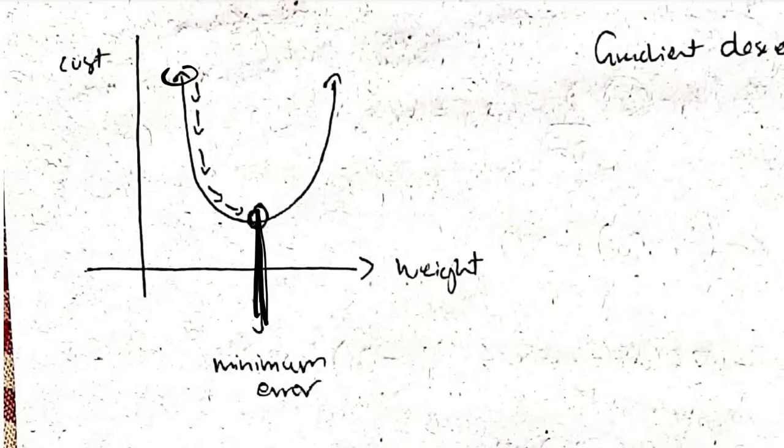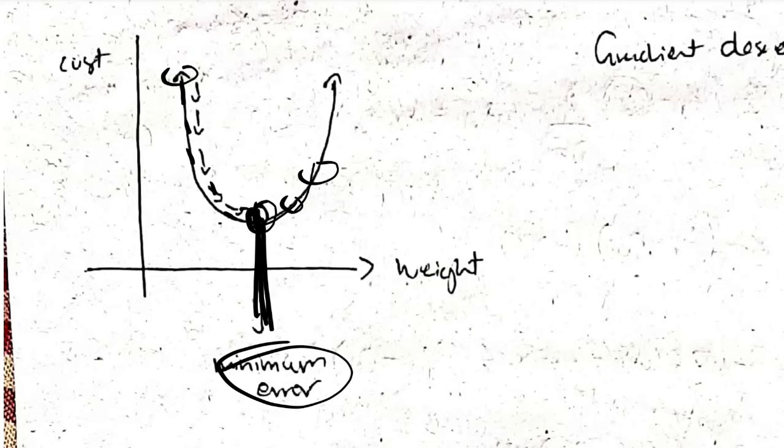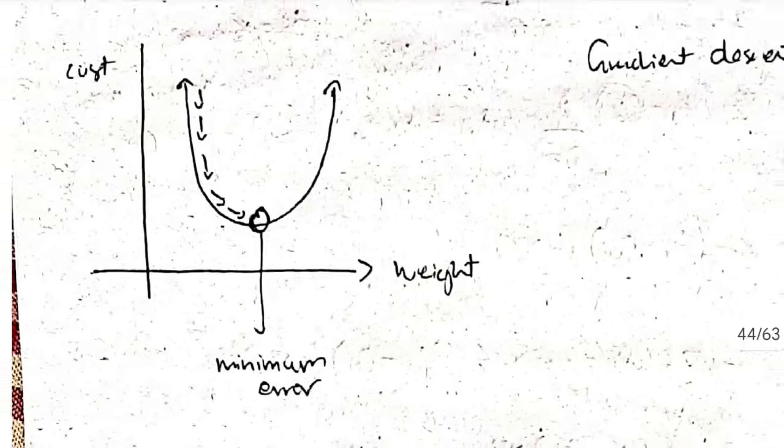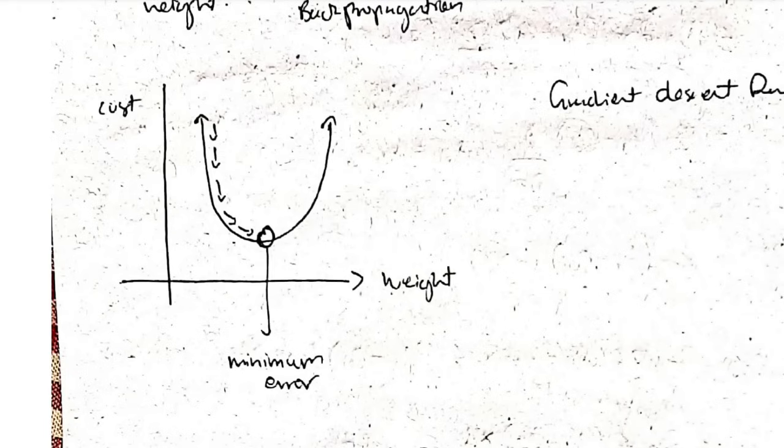If this is the winner, it is the minimum weight. You start from here and come down slowly. When you come down you get a point here. When you move further your cost increases, so you will not move further, you will stay there itself, and that is the minimum error, your winning point. Like that, gradient descent also comes down, goes up, and compares whether the cost is increasing or decreasing. Based on that it finds the optimal point.